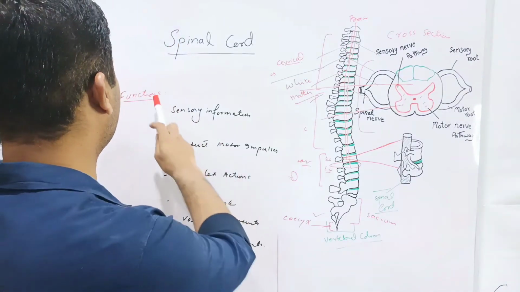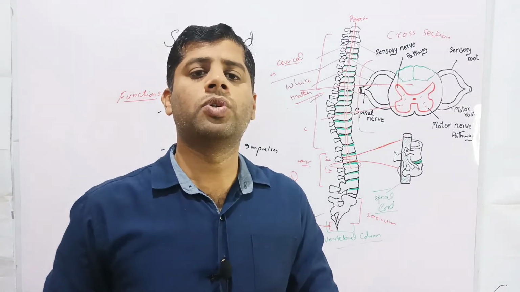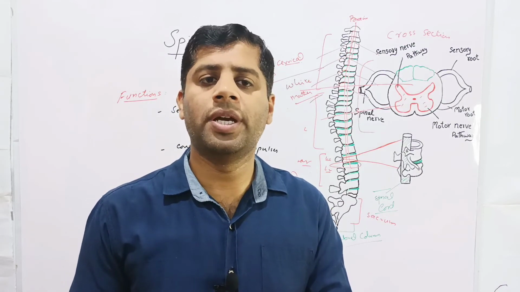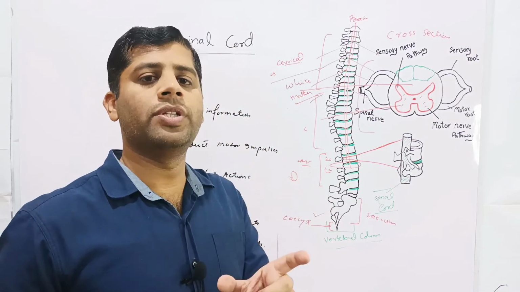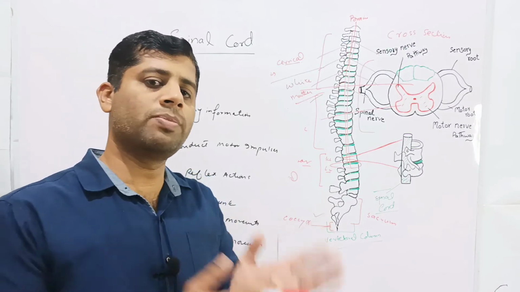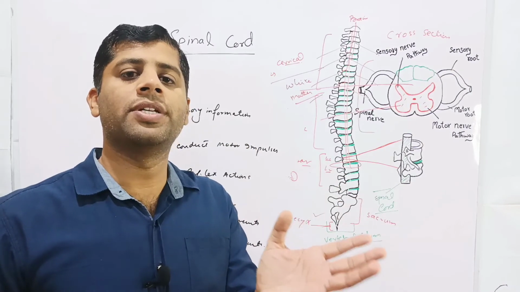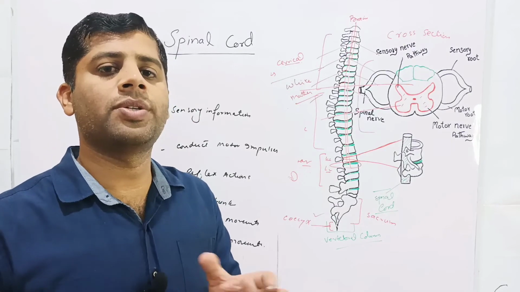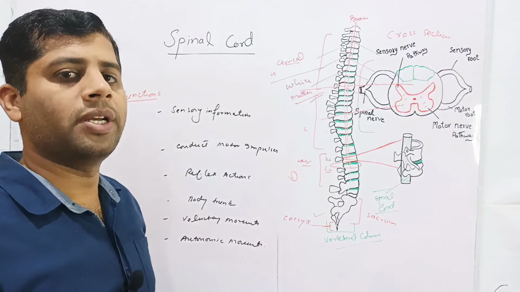Now the functions of the spinal cord. As the spinal cord is the most important vital organ of the nervous system, it is closely associated with the brain as it is the continuation of the brain. So the spinal cord is a bridge between the body and brain. It carries sensory information from the body towards the brain and in turn carries the motor impulses, the commands, the instructions from the brain to the body. All this information is transmitted through the spinal cord, so it acts as a bridge between the body and brain.